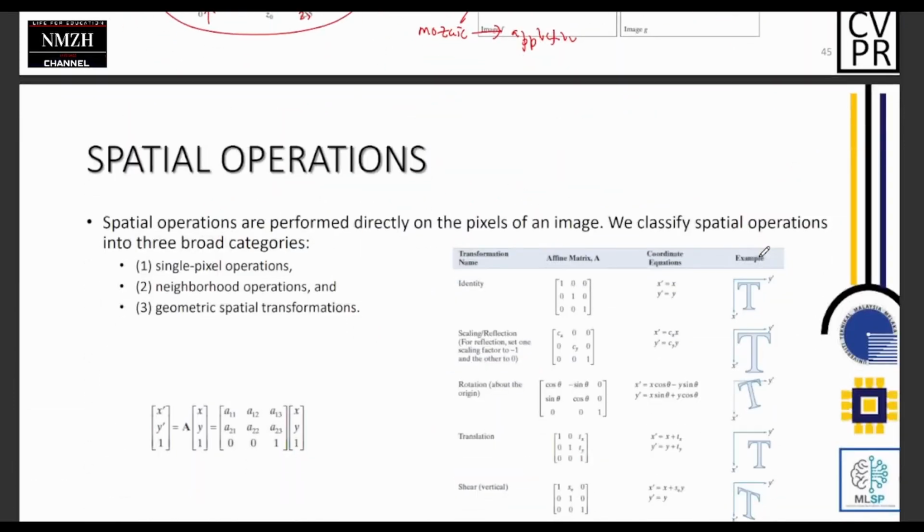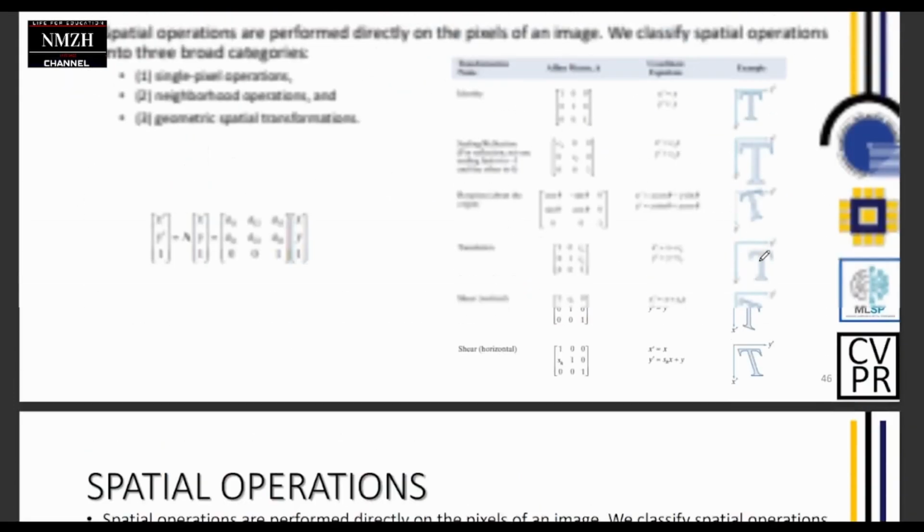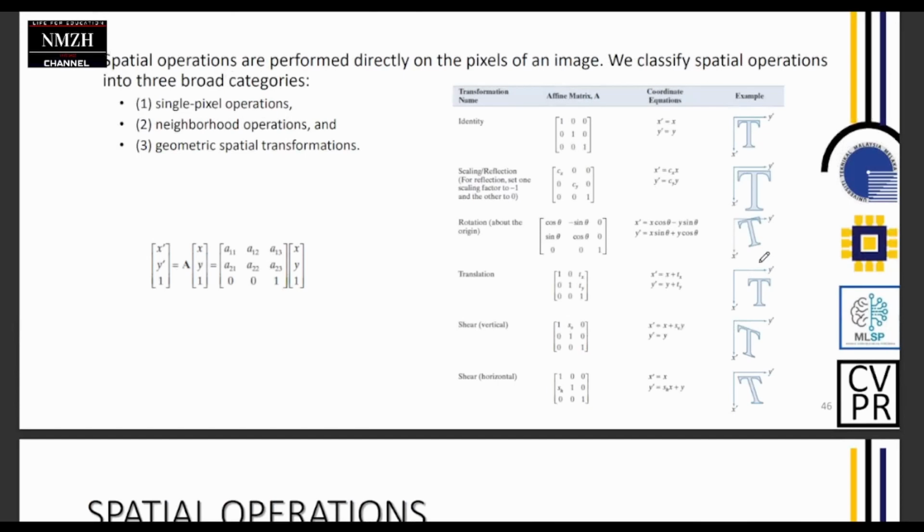Okay, so the third one is geometrical spatial transformation. So we have an affine matrix. So we have several types, either scaling, rotating, translation, shear vertically and shear horizontally. So it depends on how we want to manipulate the images from the original, to rotate them or the other way around, based on the affine matrix that has been applied with the original pixel. So this one is the original pixel one, guys.